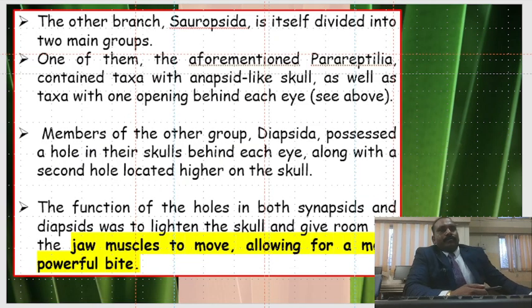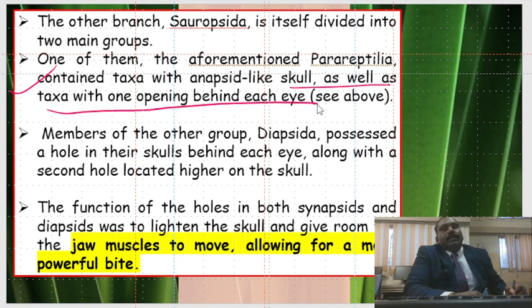the other branch, that is the sauropsida, is itself divided into 2 main groups. One of these, the aforementioned para-reptilia, contained taxa with anapsid-like skulls, as well as taxa with one opening behind each eye. The members of the other group, diapsida, possessed a hole in their skull behind each eye, along with a second hole located higher on the skull.